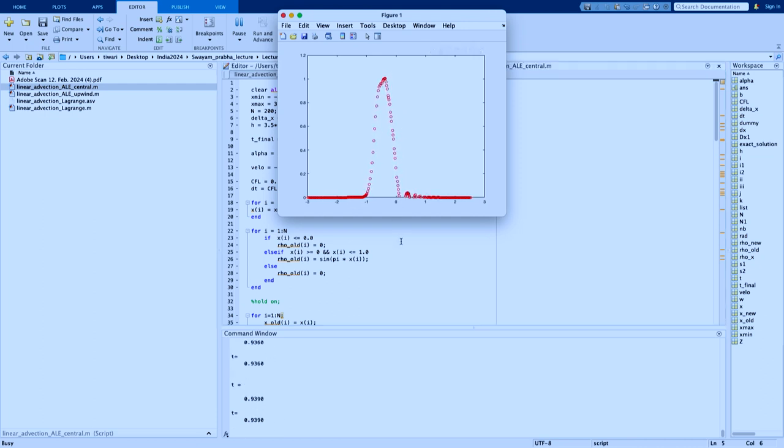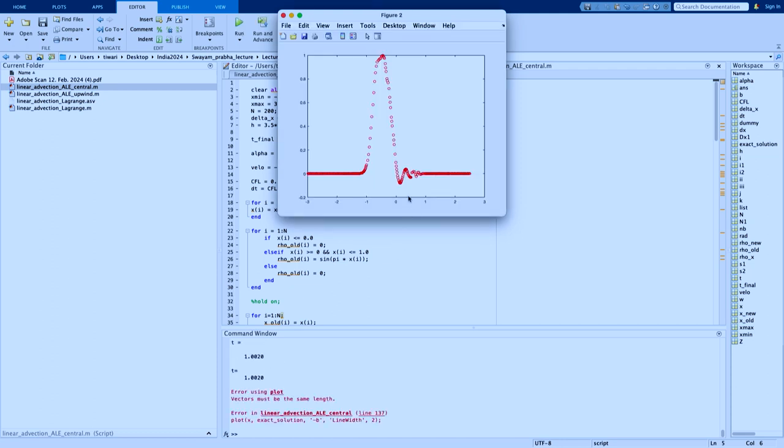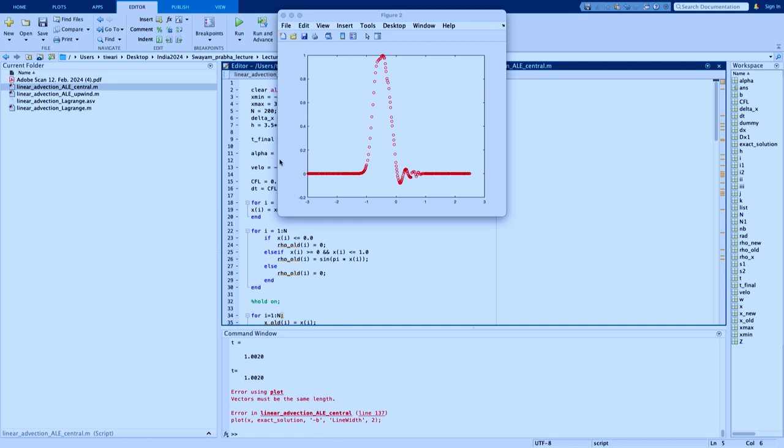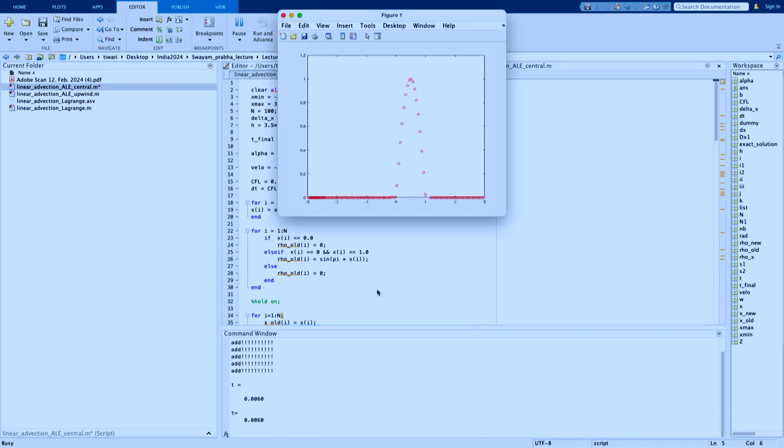So, let us come to the end. Here I have to define 200 points or 100, so the exact solution was not plotting. So, let me rerun again for 100 points. So, this is very bad. You see the exact solution is like this, but we are getting the oscillation here.